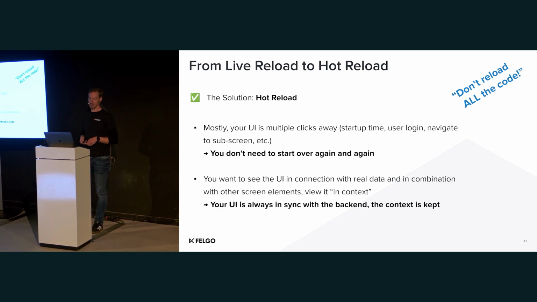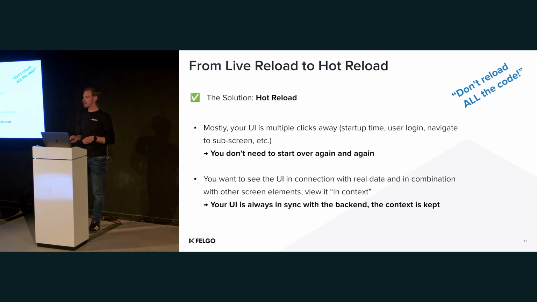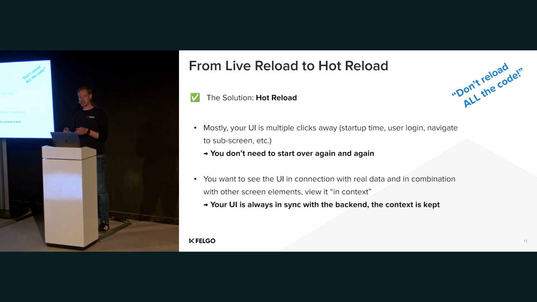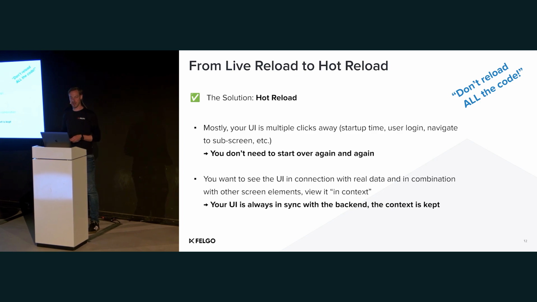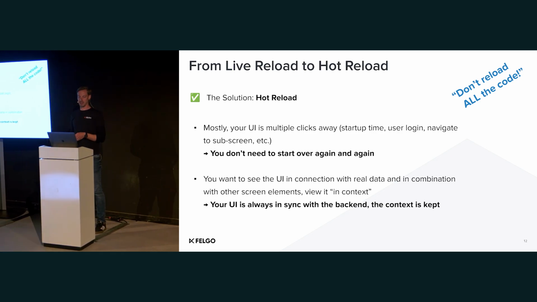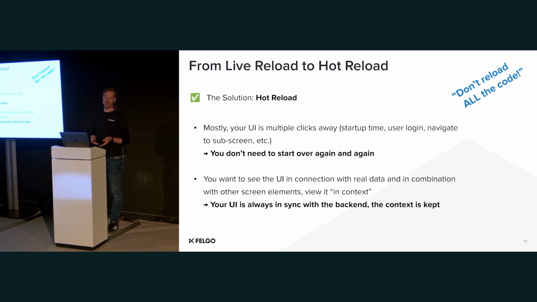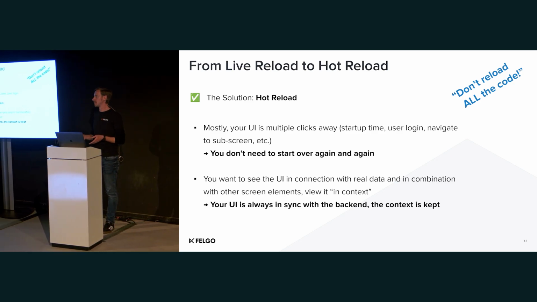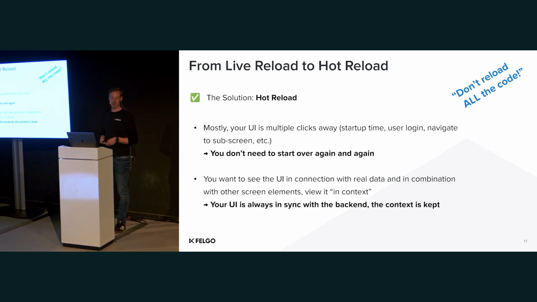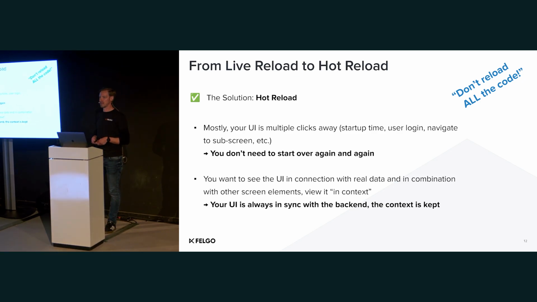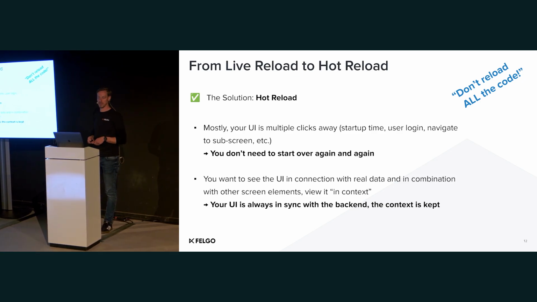And you often want to see a UI in connection with the real data. So if you just mock your data or just isolate your screen and do the code reload on this one, you lose the context where you're working in. So you want to see your real data and you want to see it in combination with other screen elements probably. With Hot Reload, your UI is always in sync with the backend, so the context is kept and you can just work on the code that you want to test.